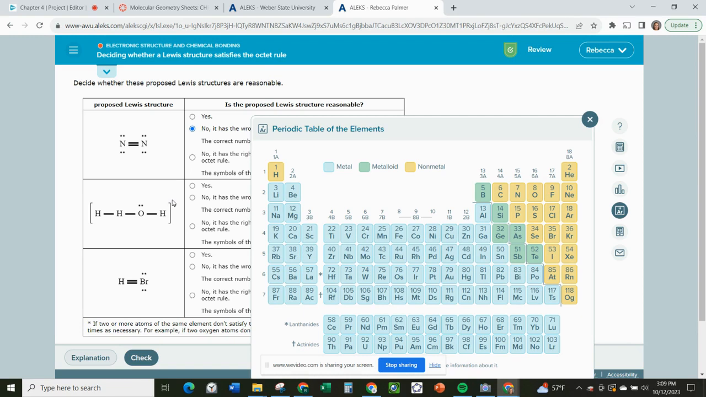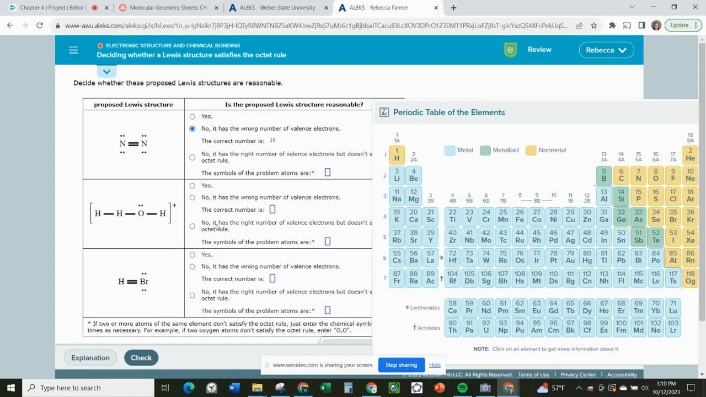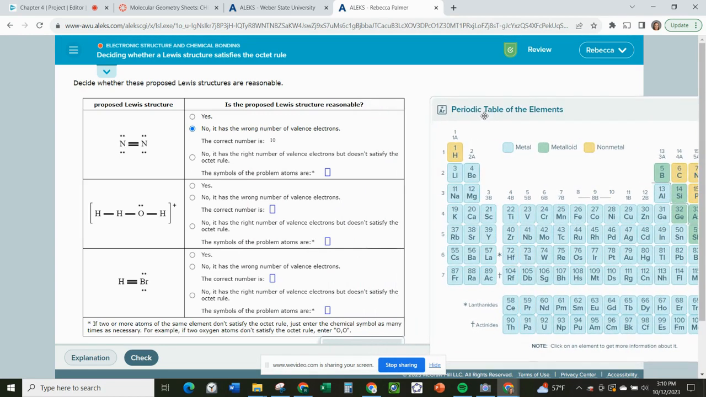So we need to find 8 valence electrons here. So we've got 2, 4, 6, 8. All right, so yes, there's the correct number of valence electrons. Then we move to the next question. Does it have the correct number of valence electrons? Yes, it does. Does it satisfy the octet rule?